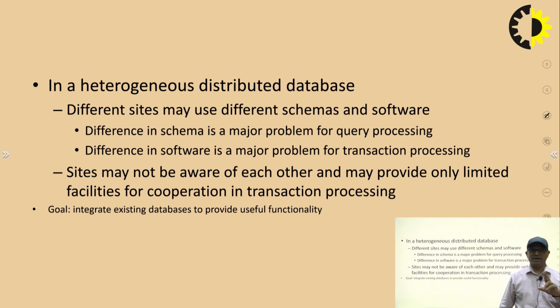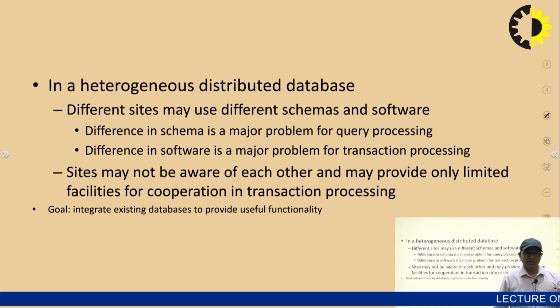Difference in software is a major problem for transaction processing also. If we are using different types of software, then the sites may not be aware of each other and may provide only limited facility for cooperation in transaction properties, which are the same. So we can say that a heterogeneous distributed database is not useful for us. For simplicity and good functionality, a homogeneous database is very good for a distributed database.